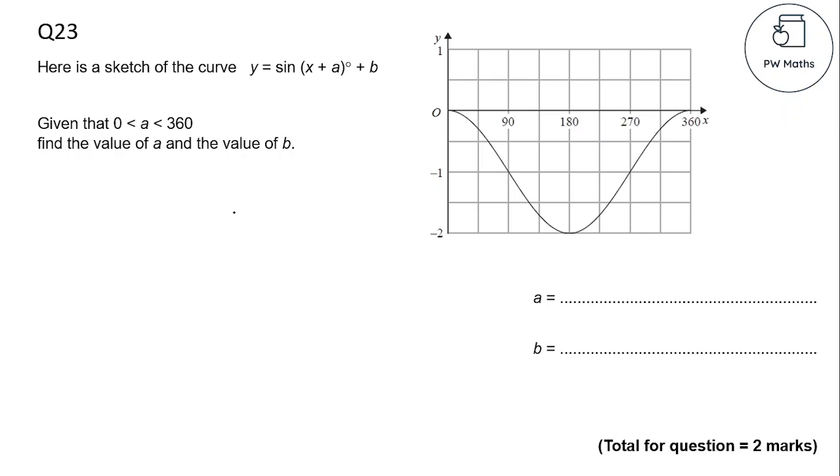Possibly the hardest question I've seen on these papers. Here's a sketch of a curve y equals sine of (x plus a) plus b, with the b outside the brackets. Given that it's between 0 and 360, find the value of a and the value of b.